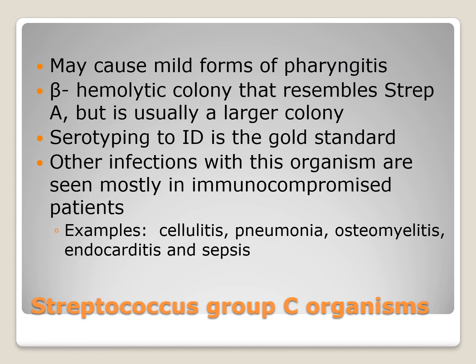Streptococcus group C is an organism that can cause a mild form of pharyngitis. It won't lead to rheumatic fever or glomerulonephritis like strep A can, but it can still cause a person to have a strep throat. It is a beta hemolytic colony that looks a lot like strep A, but it's usually a larger colony. A lot of times strep C is mucoid as well. Serotyping to identify strep C is by far the gold standard.